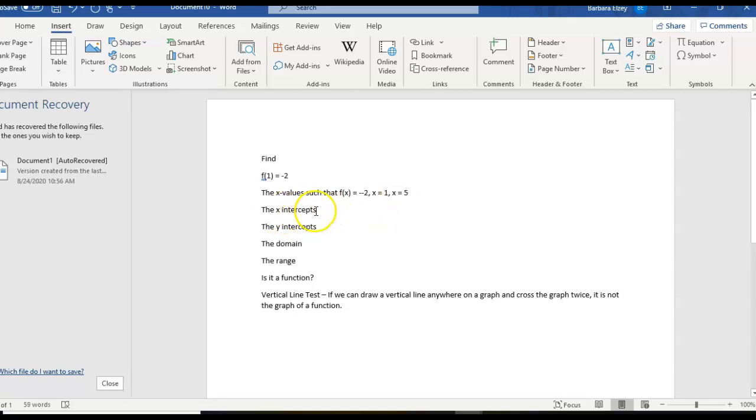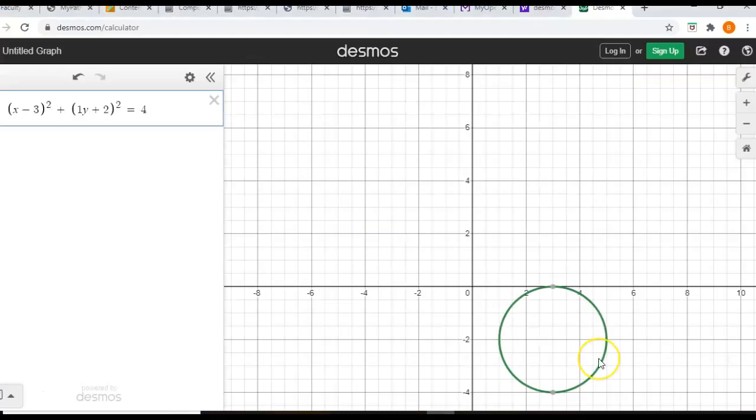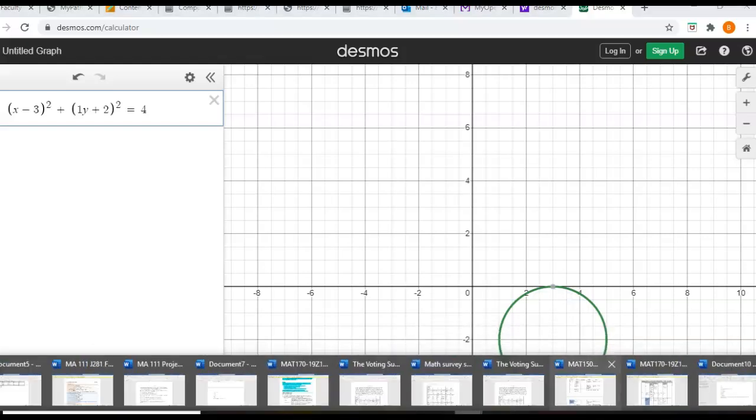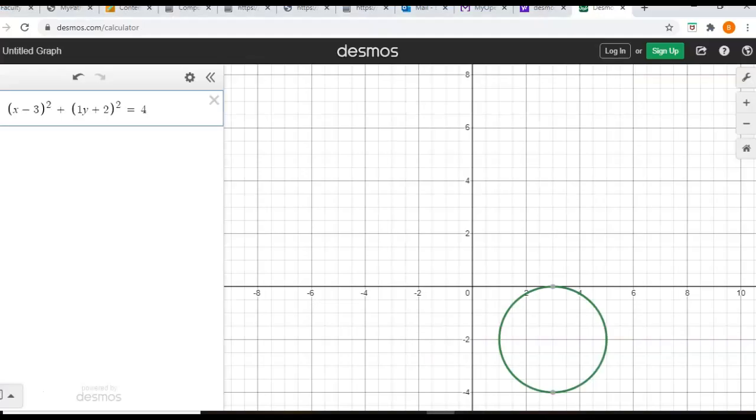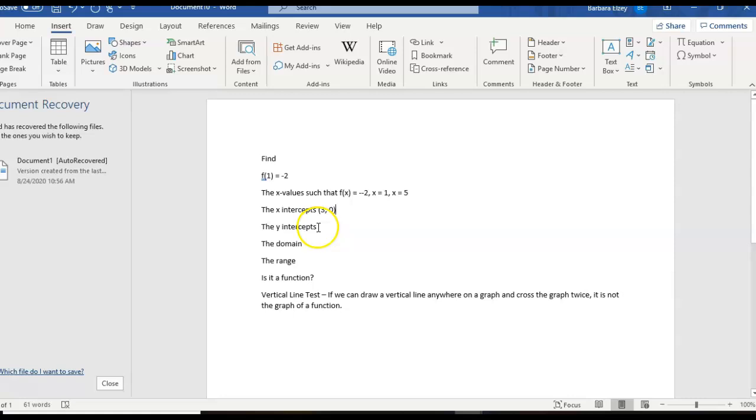All right, now let's get our x-intercepts. We are looking for the points where this crosses the x-axis. Well, we've got that point right there. That is (3, 0). And then y-intercepts. If we look back here, we're looking for it where it crosses the y-axis. Well, it does not cross the y-axis, so it doesn't have a y-intercept. And it's certainly possible to have no x-intercepts and to have no y-intercepts.